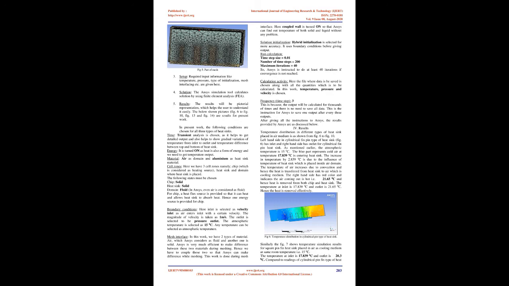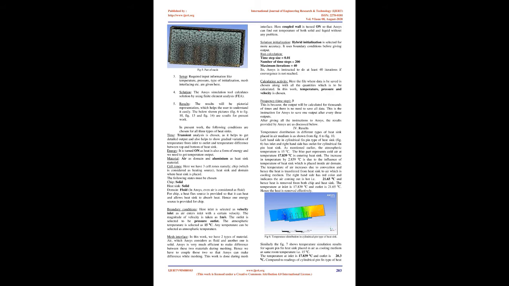Mesh interface: in this work, we have 2 types of material. Air, which Ansys considers as fluid, and another one is solid. Ansys is very efficient at making a difference between these 2 materials during meshing. Hence we have to couple those 2 so that Ansys can make a difference while meshing. This work is done during mesh interface. Here coupled wall is turned on so that Ansys can find out the temperature of both solid and liquid without any problem. Solution initialization: hybrid initialization is selected for more accuracy.